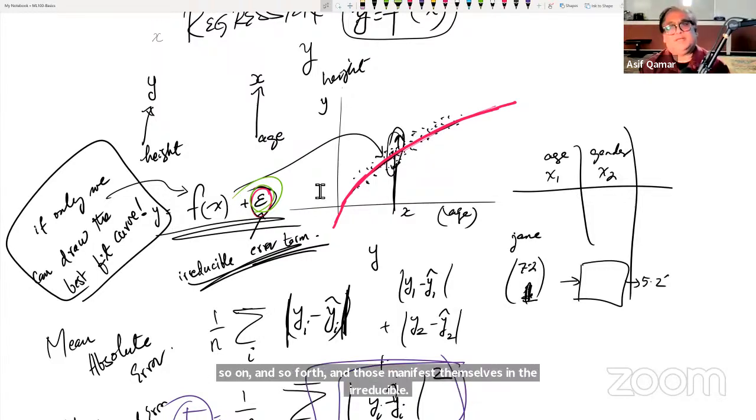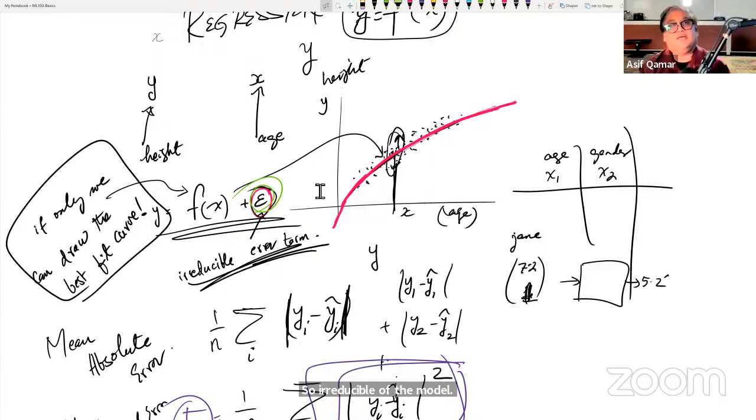So irreducible error of the model, in many ways, is trying to tell you that there are more things affecting Y than you have accounted for. Namely, there are more things than X affecting Y. And so it's something worth knowing.